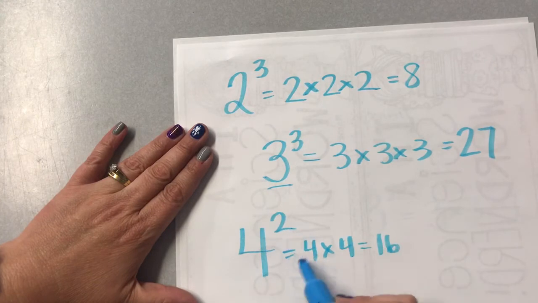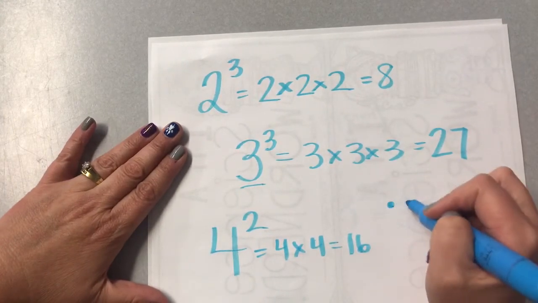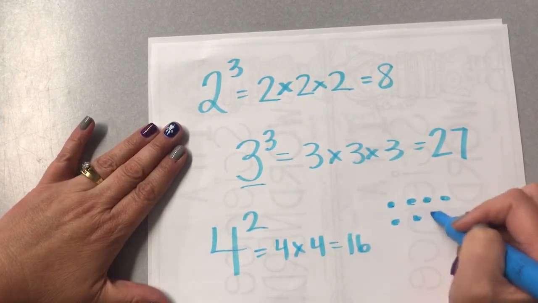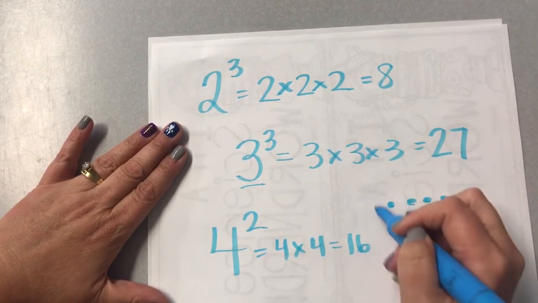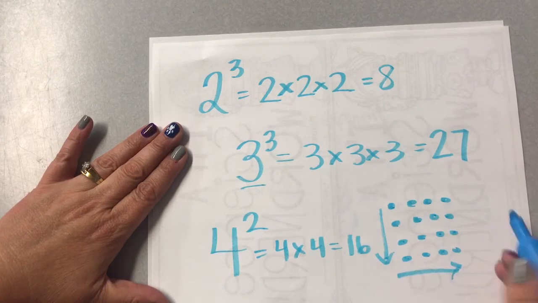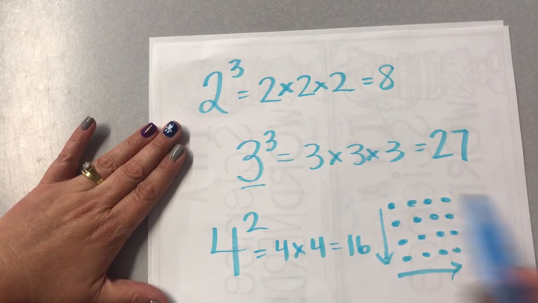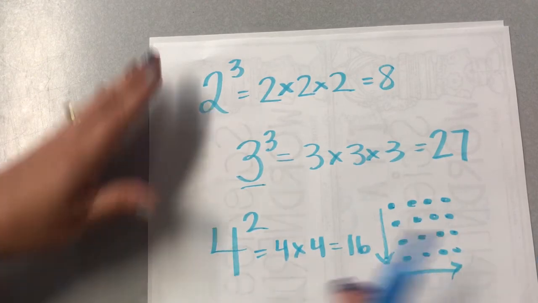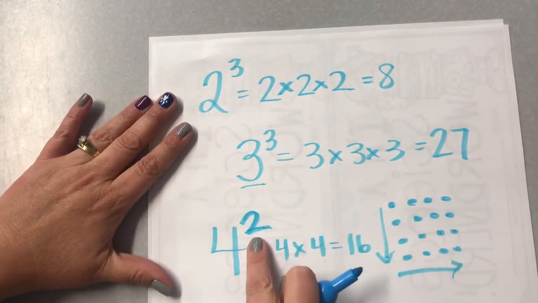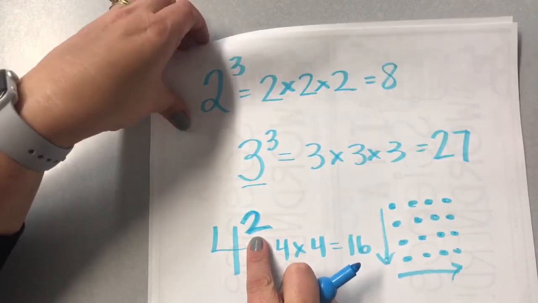Well, 4 squared, the reason why we call it squared is because that's the same as doing 4 this way and 4 this way. And what shape did we make? We made a square. How many little dots are there? Well, 4 times 4 is 16. So anytime we have something to the second power, a lot of times we'll say it's squared.